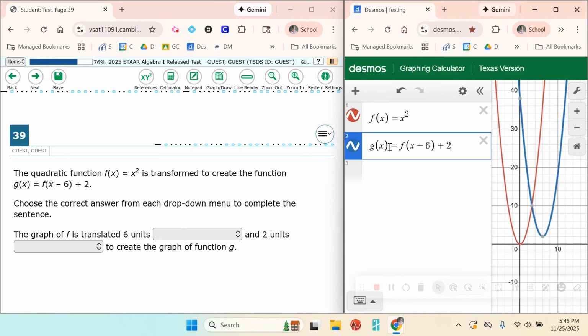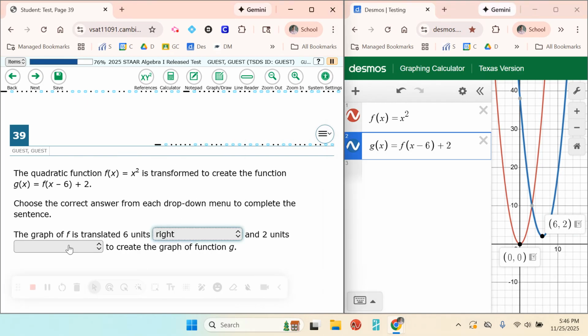Now this one's a little bit more involved than the last one, so what I want you to do is just look at the dots. You started with red, and then you went to blue. Before I even look at numbers, which way did I go? Left or right? Well, that's to the right. Did I go up or down? Well, that's up. So I know that I went 6 units to the right. I know that I went 2 units up, just like that.